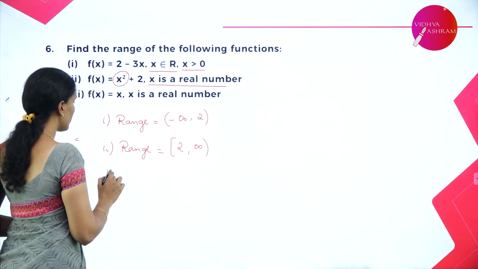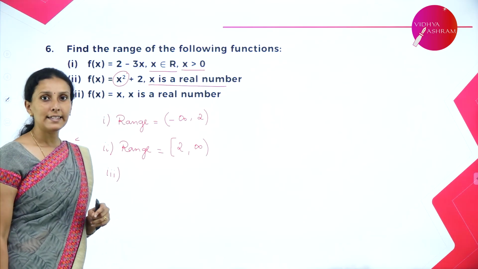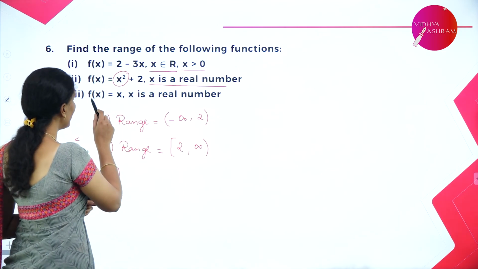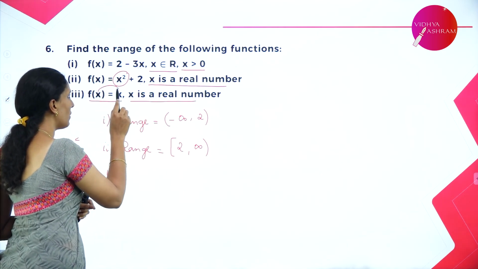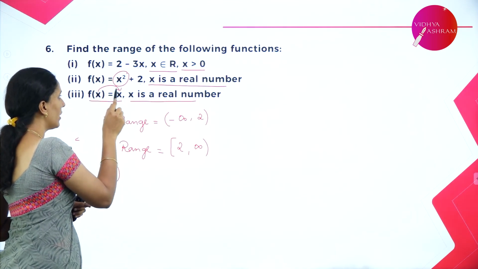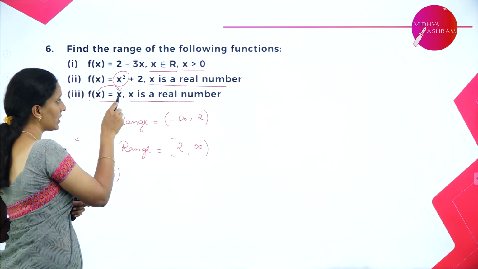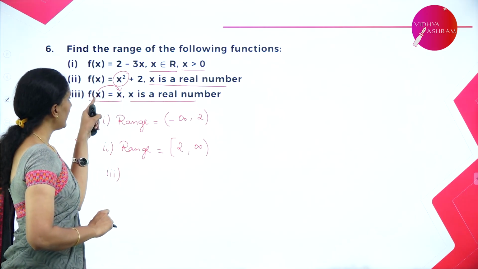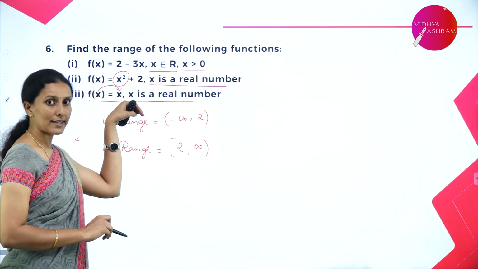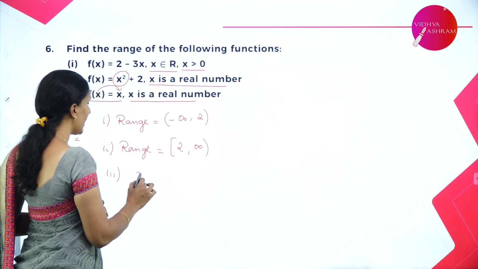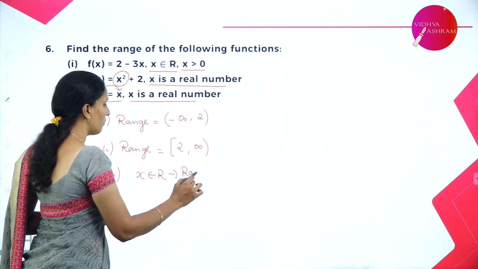Next, we have f of x is equal to x. x is a real number. Clearly, they have given f of x is equal to x. Whatever x you take, your image will be the same. If you take f of 1, it is 1. If you take f of 2, it is 2. If you take f of minus 1, it is minus 1. So, whatever value you take for x, the same value you will get as an image. So, therefore, x belongs to R is the range for the third one.